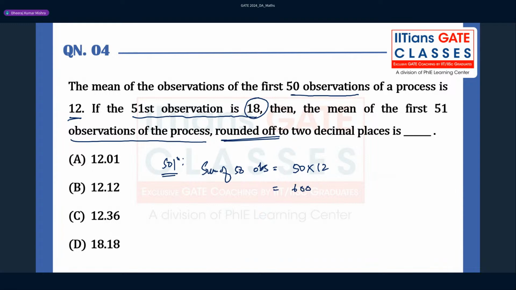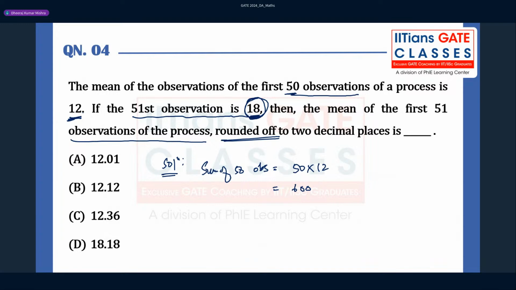Now you are adding one more observation, that is 18, and the number of observations added is one only. So your mean is going to increase. That is very important to keep in mind. Here the mean is 12, and if you add one more observation, the mean will definitely increase. It cannot be less than 12. So what will be the new mean, guys?